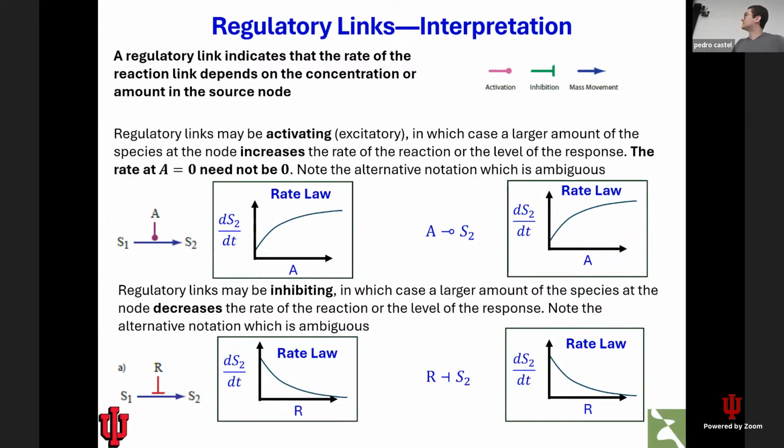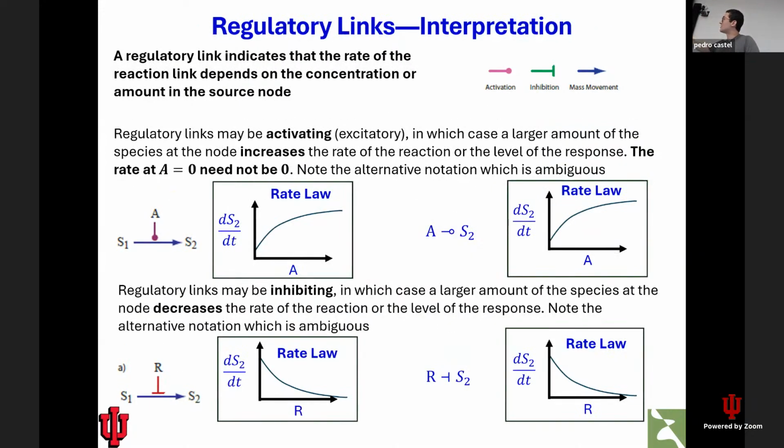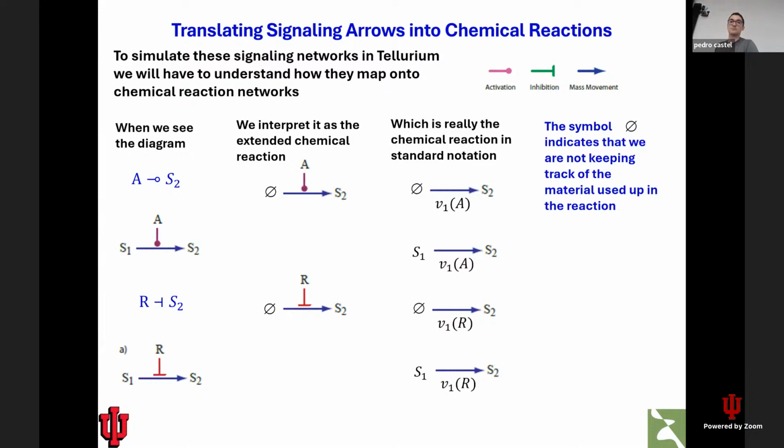On the other hand, in the inhibition, your rate is lower when you increase the concentration of your inhibitor R. So R is slowing down the reaction. Again, two ways of representing it: R inhibiting S2, which means S2 is being produced less, or the more formal way, something is becoming S2, and then R is slowing it down. These are all the representations.